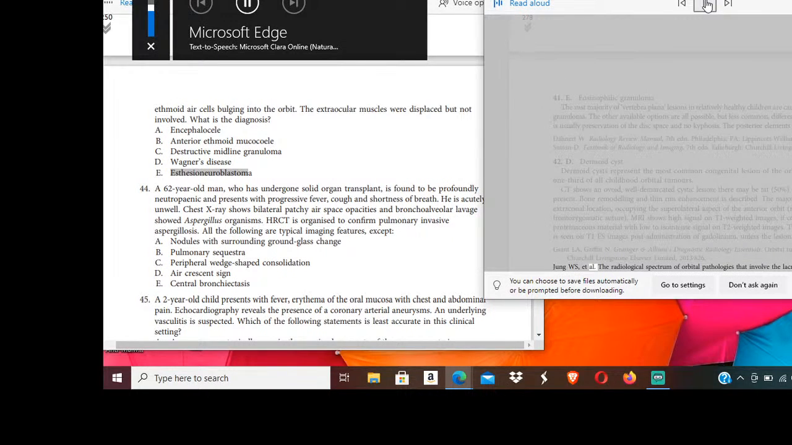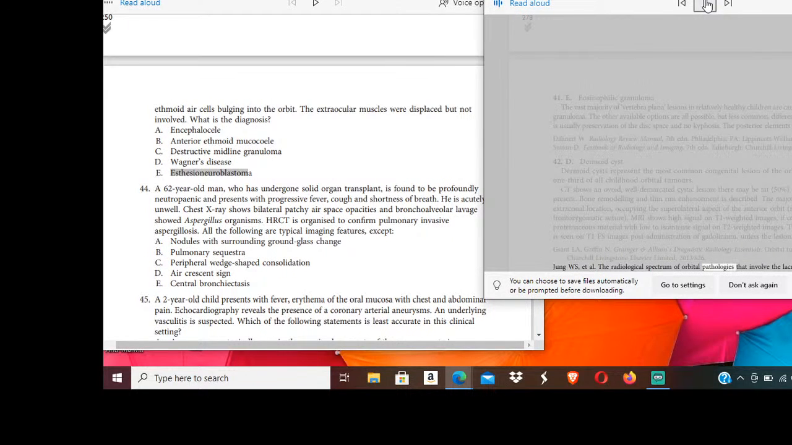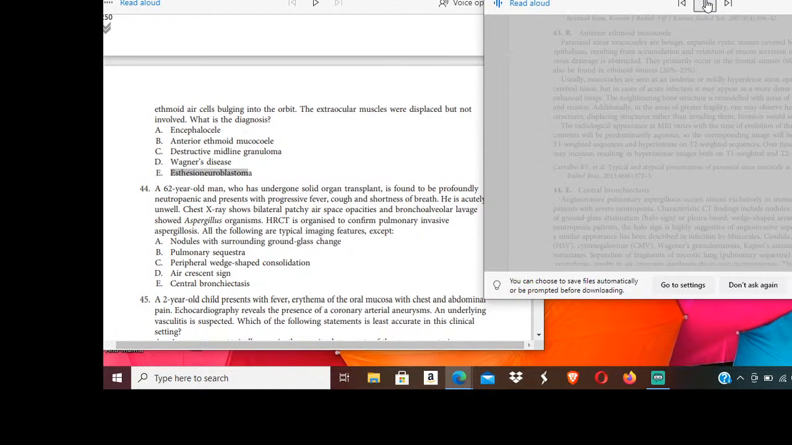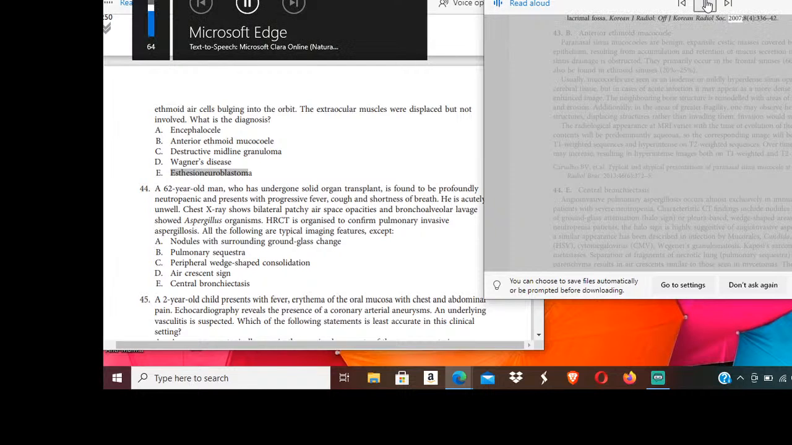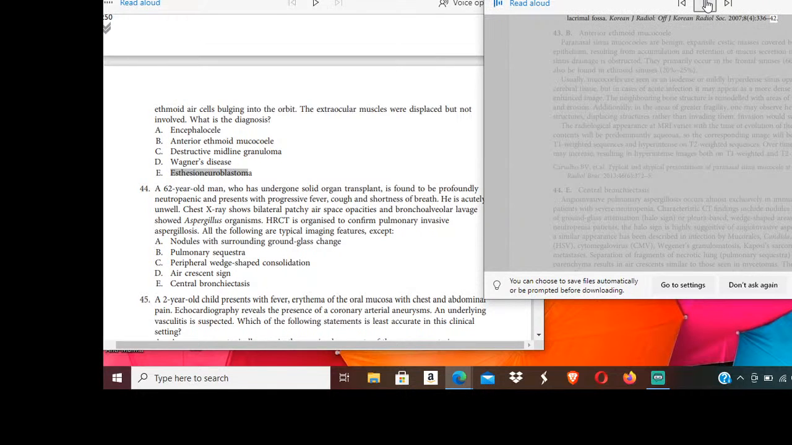Jung W.S., et al. The radiological spectrum of orbital pathologies that involve the lacrimal gland and the lacrimal fossa. Korean J Radiol, Off J Korean Radiol Soc 2007, 8:336-42. 43, B. Anterior ethmoid mucocele. Paranasal sinus mucoceles are benign, expansile cystic masses covered by respiratory epithelium, resulting from accumulation and retention of mucus secretion in cases where the sinus drainage is obstructed.